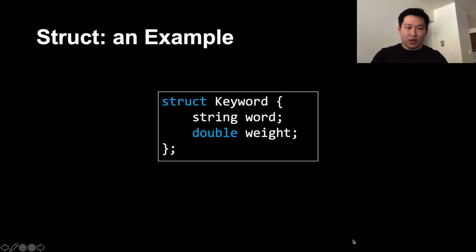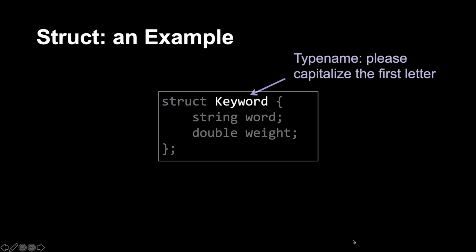I want to show you how to create a struct by walking you through an example. Our struct declaration will always start with the word struct, followed by the name of the data type. So in this case, our type is called keyword.